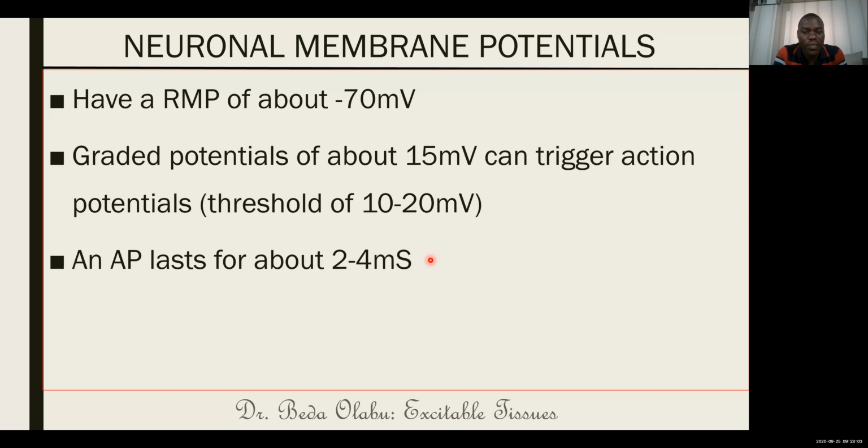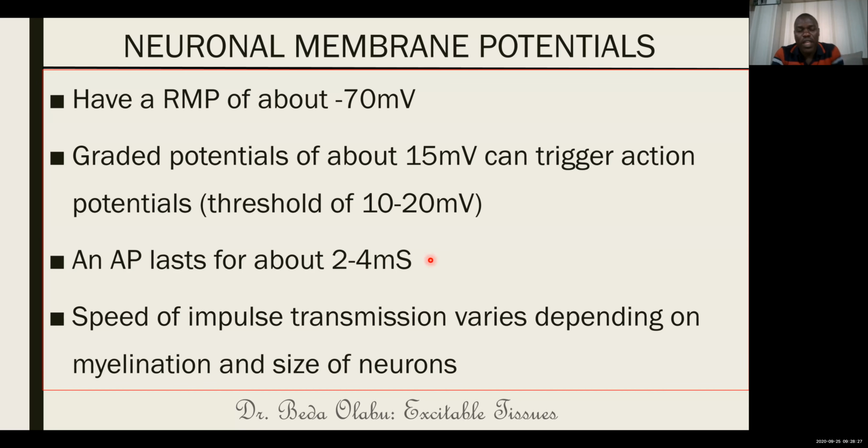Very short-lived. Well, we'll see that in muscles even shorter. For skeletal muscles, it's about 1 to 2 milliseconds. For cardiac muscles, very long, about 300 milliseconds, and we'll see why. So here we're just talking about the neurons.